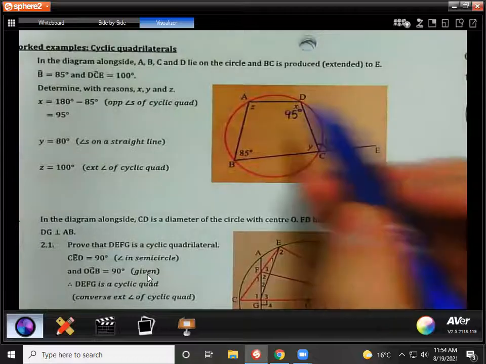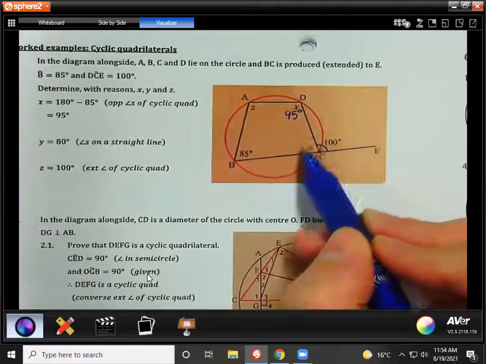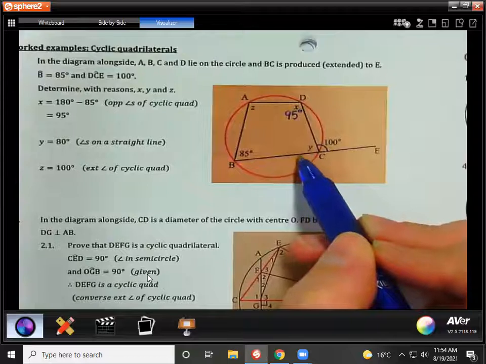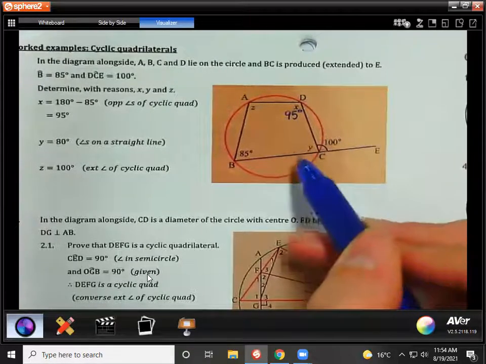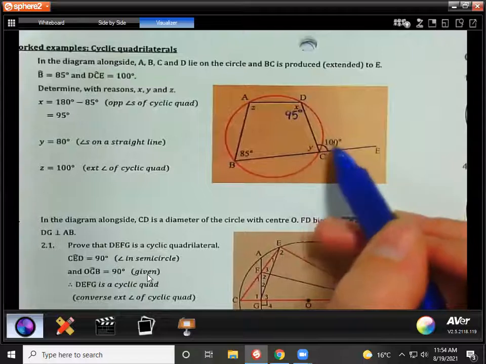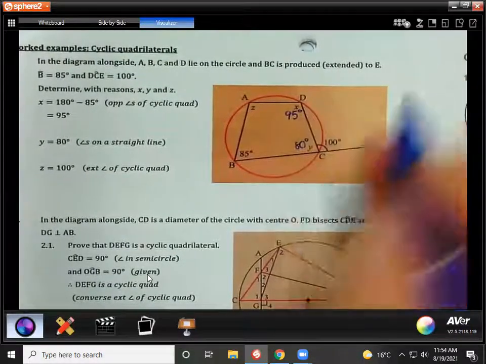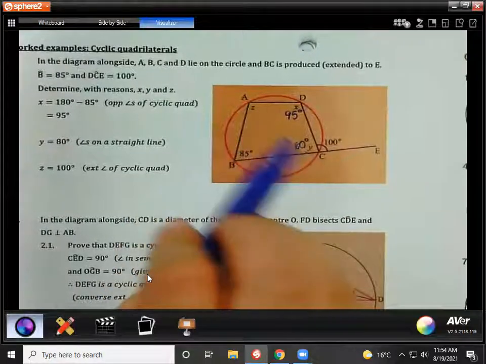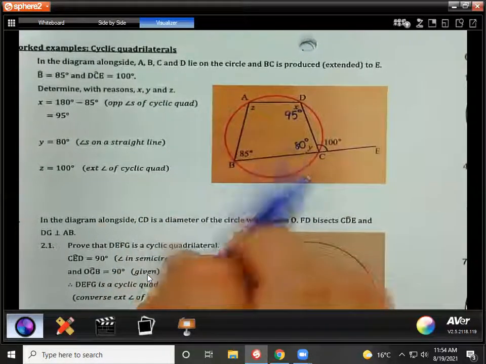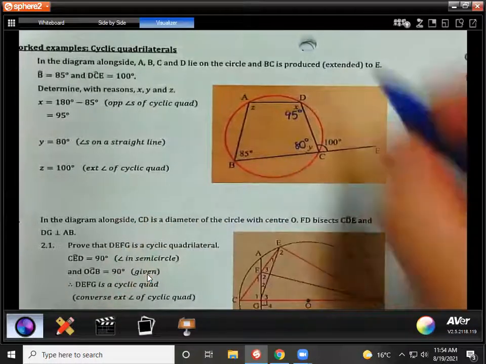Now they want Y. That's the next one. If we have 100 there, then we can say that that will be 80. Angles on a straight line, right? That's still a thing, even though we're working in circles now. So Y will be 80 degrees. Now, if Y is 80, what is the angle opposite to Y going to be equal to? If they have to add up to 180, what must I add to 80 to get 180? 100.